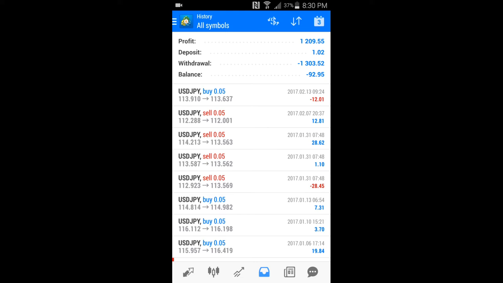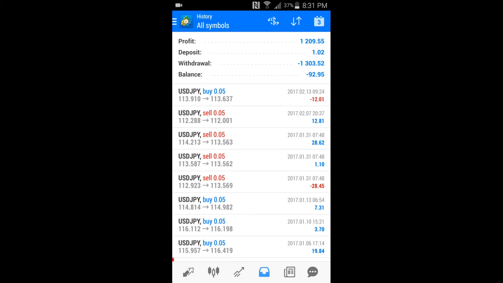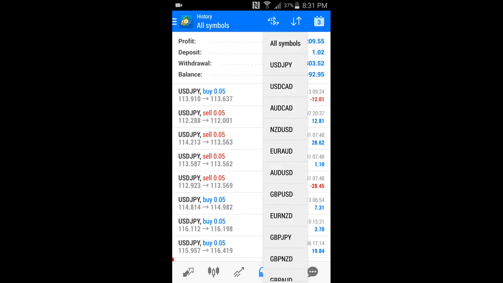All right, traders, so let's get into the symbols here for the last 3 months. Let's go to the date right here, 3 months. You can see it here, 2017 01 to 2017 0401. All right, so let's get into the symbols.